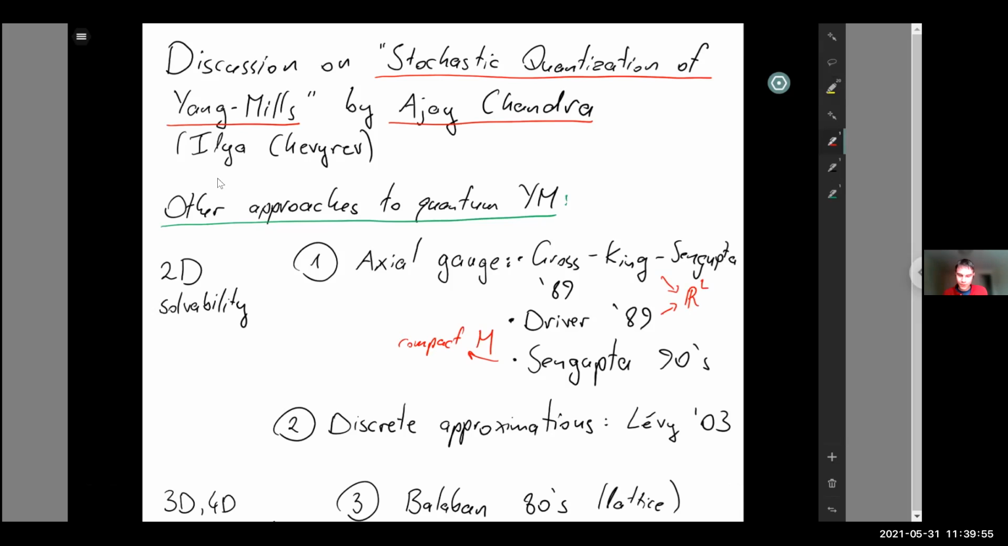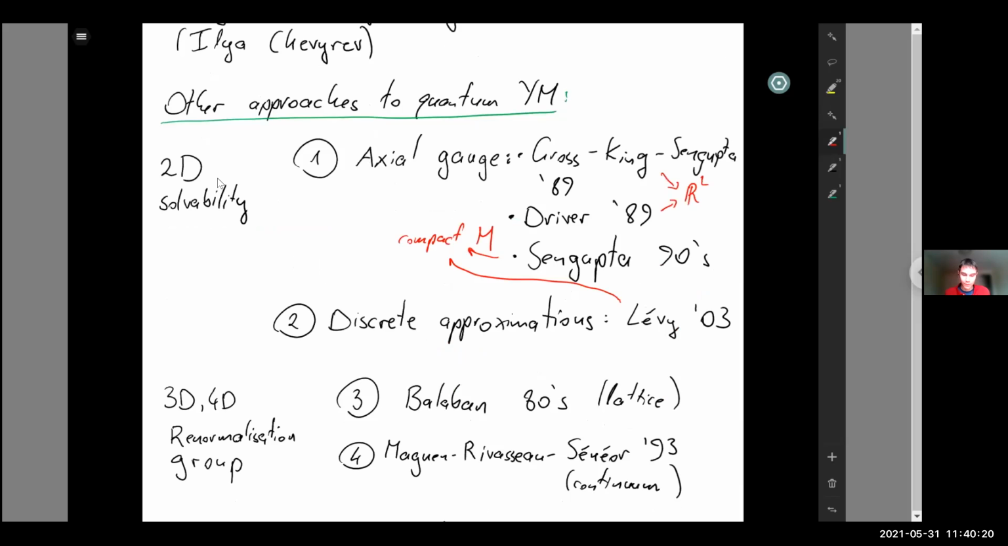And both of them leverage something called the axial gauge, which I'll describe in a second. And then there's another approach also for 2 dimensions, and also actually for compact surface M. This is an approach by discrete approximations by Levy. I'll also try to describe that in a little bit of detail. And then these approaches are really restricted to 2 dimensions, where you have very nice solvability properties. So this is all under here.